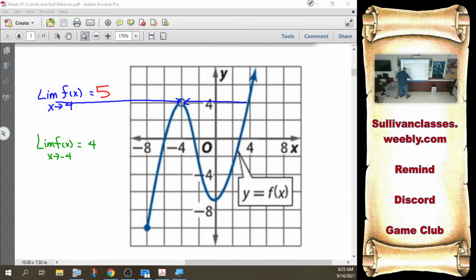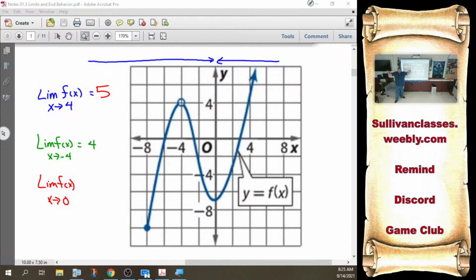So let's try a couple others. What if I had the limit of my function as x approaches 0? Argue with your neighbors. Okay, remember, as you come at 0 from left and right, where are my y's headed? They don't have to actually exist. They don't have to hit a certain spot, but from left and right, is it going to a specific spot?